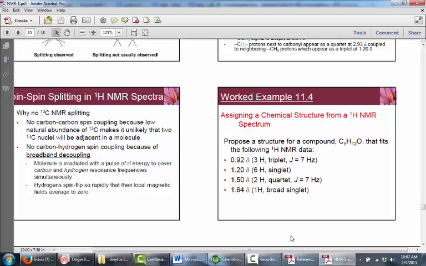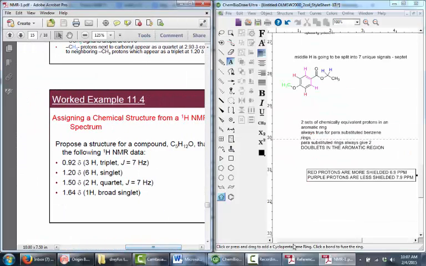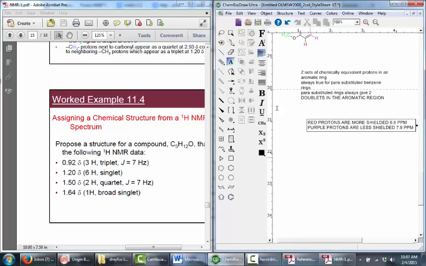Now let's do an example together, and that's what they show here. Let's say I have a molecule C5H12O that has the following NMR data. It has a triplet that corresponds to 3 protons, a singlet that corresponds to 6, a quartet that corresponds to 2, and a broad singlet that corresponds to 1. Okay, so let's do the first thing, C5H12O.